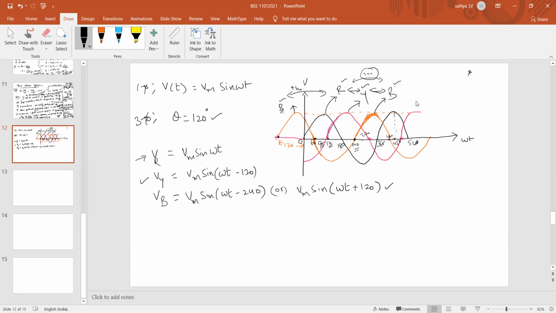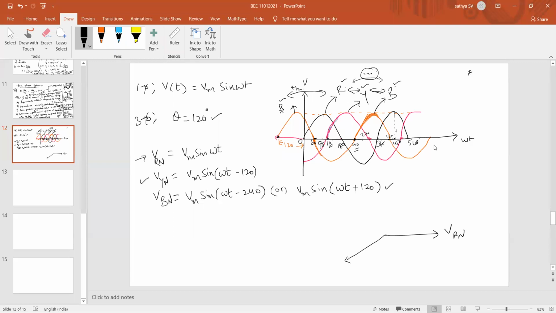Now, in place of the vector representation, if you go for your regular vector representations, how can we represent these vectors? Here I am giving Rn, Yn, Bn as the phase values, with n as the neutral point. So I will draw this vector representation as Vrn with respect to that.